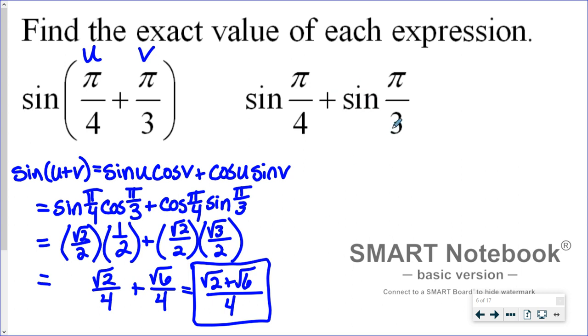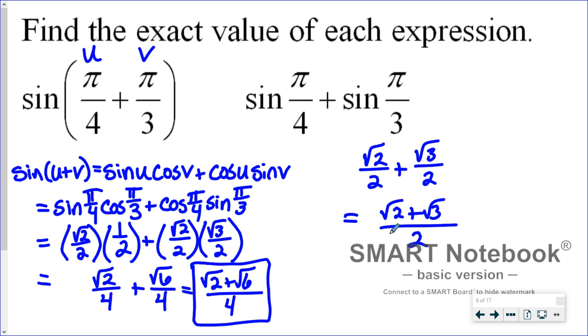All right, so this would be our final answer here. Let's see how that compares to just sine of pi over 4 plus sine of pi over 3. Well, sine of pi over 4 is simply square root of 2 over 2, and sine of pi over 3 is simply square root of 3 over 2. So this would just equal, they have a common denominator also, square root of 2 plus the square root of 3 all over 2. Are these the same thing? No. These are definitely not equal to each other.